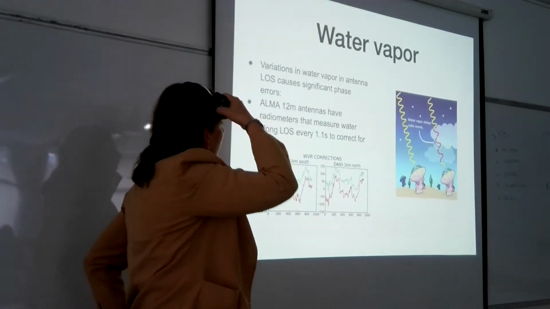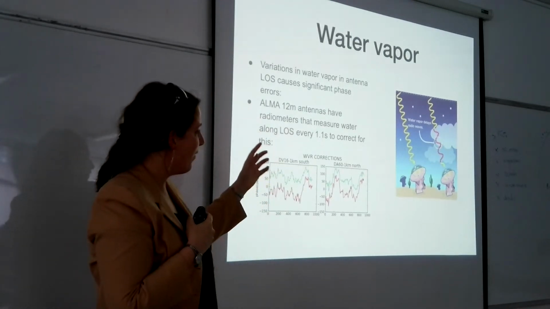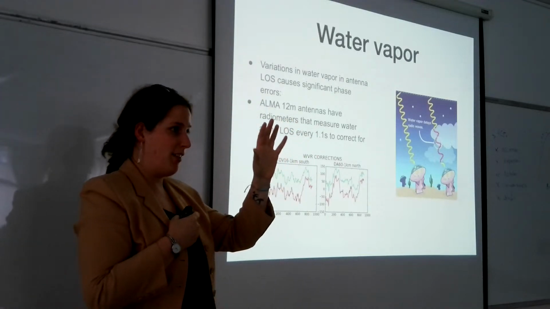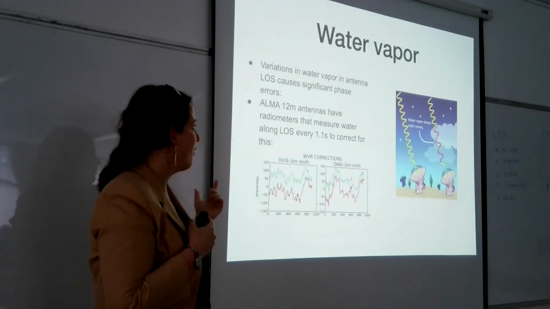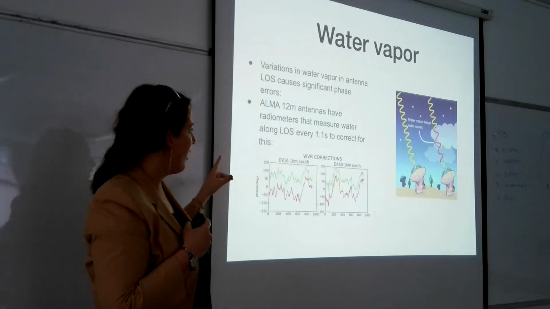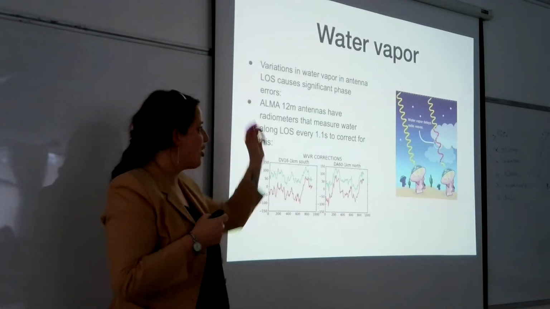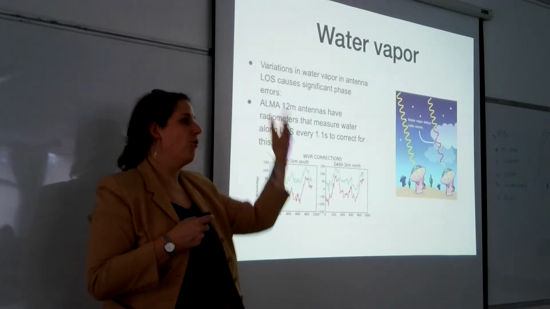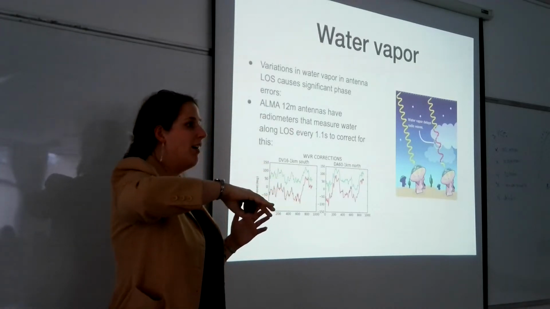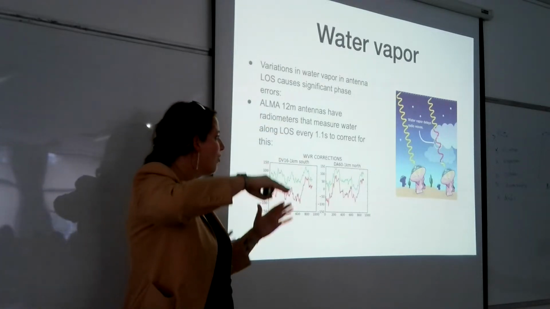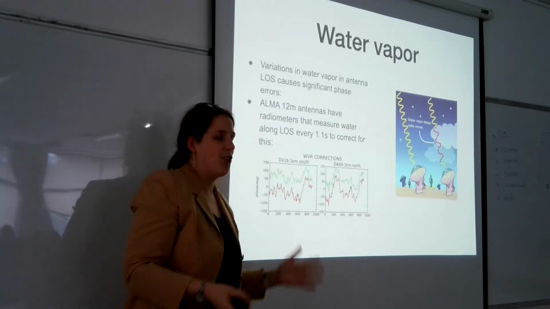Water vapor. So the water vapor in the atmosphere causes changes in the phases. So you can imagine that whatever phase change is going to affect your experimental signal. In order to correct for that, there are these little radiometers on each antenna that measure the amount of water vapor along the line of sight constantly. And it tracks whenever the amount of water vapor is changing, and it can also correct and change the weights of the data that is taken in particularly bad circumstances.